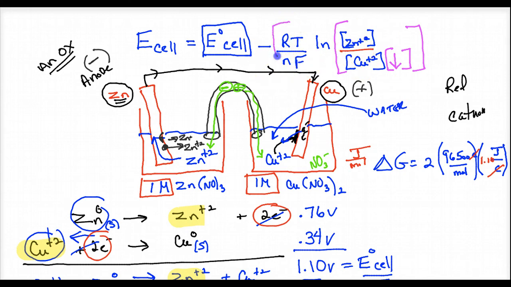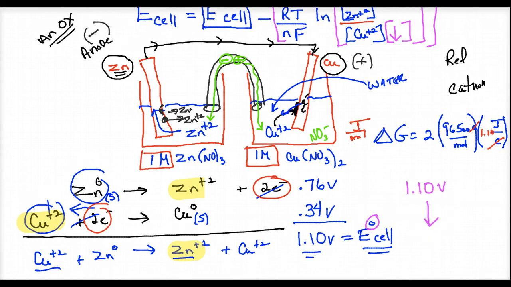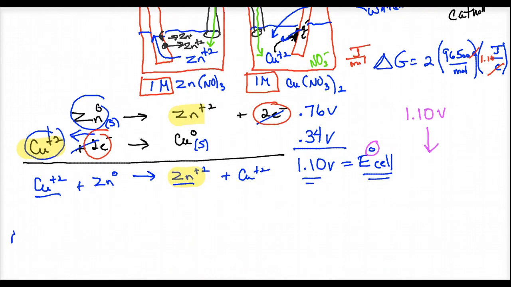And then when I subtract a bigger negative from E0 of cell, you can see that my voltage, which should be 1.10 volts if I had 1 molar of each of these at 25 degrees Celsius, those are the E0 cell conditions, is only going to go down to something lower if I lower the concentration of the copper ions. Now why does that occur? Look carefully, it's Le Chatelier's principle.